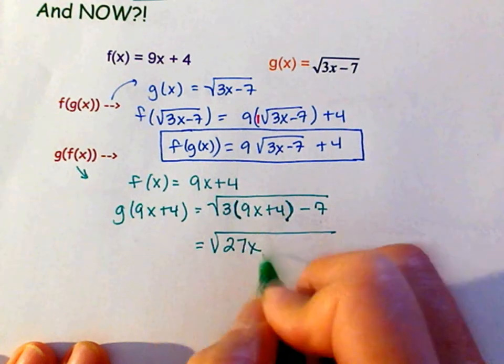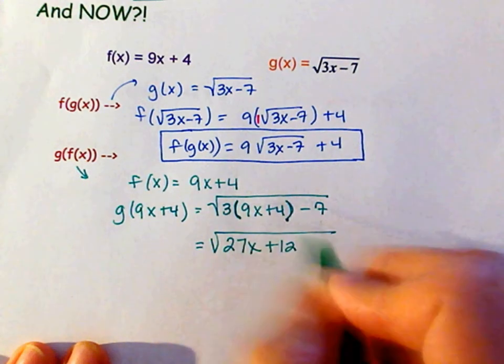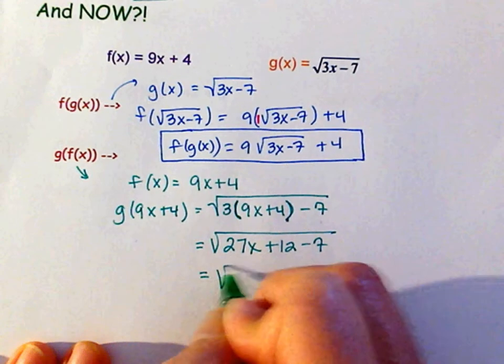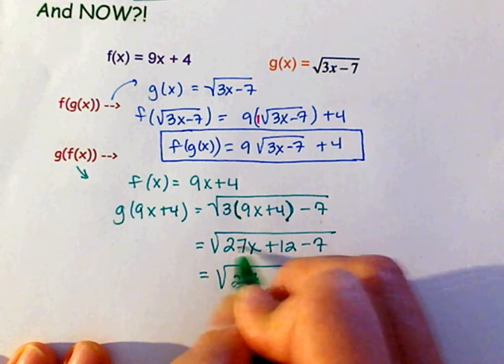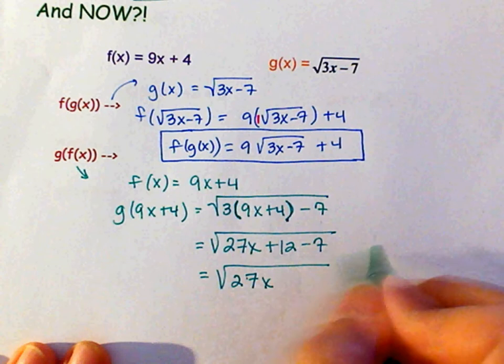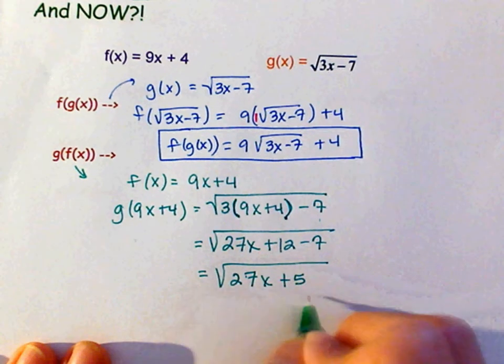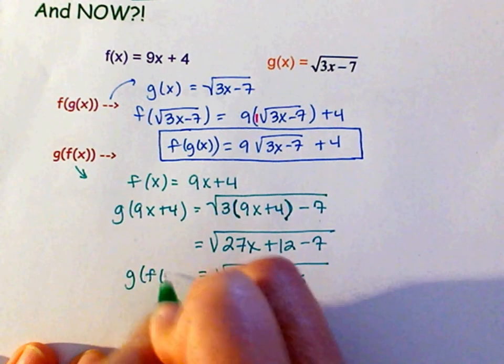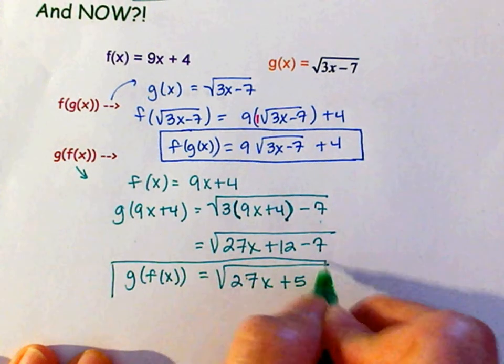Treat it like one term. Bring down your negative 7. Combine your like terms. 27x, 12 minus 7 is positive 5. Can't simplify anymore, so I leave my solution just like that.